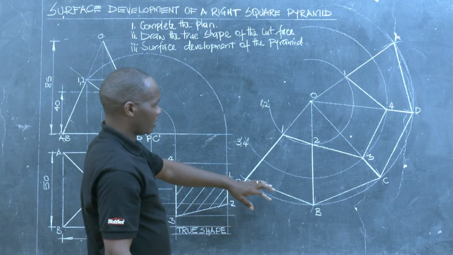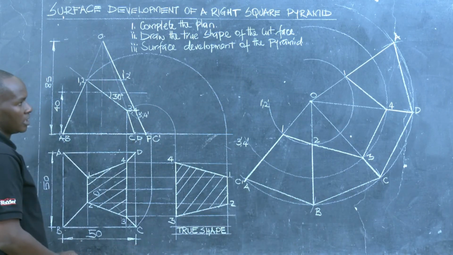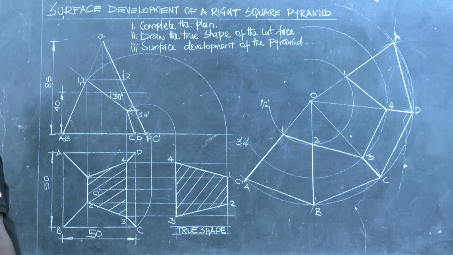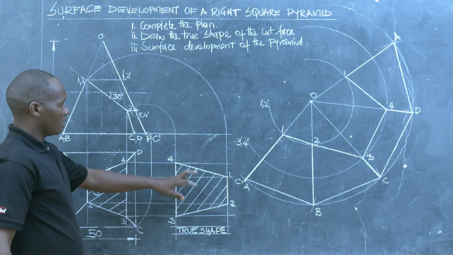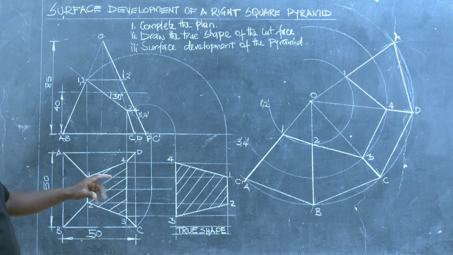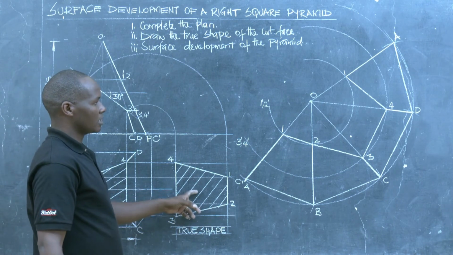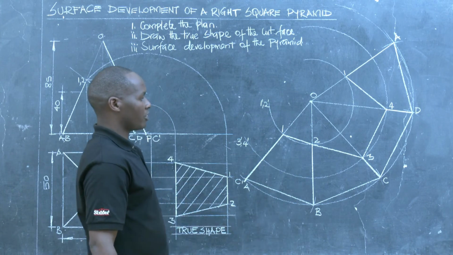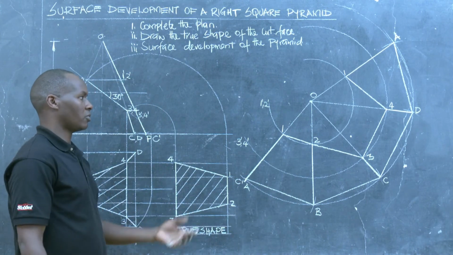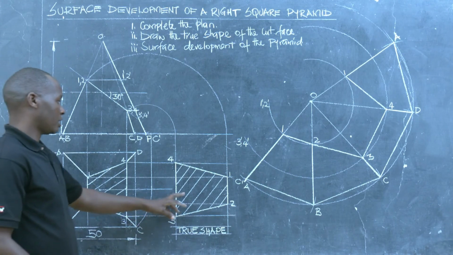So there we are, we have defined the 4 sides of the truncated square pyramid. But of course we know that the truncated pyramid has 6 sides, because we have the truncated face and the base. So what remains is for us to attach the truncated face, or the true shape, on the development, and again of course the base on the development.